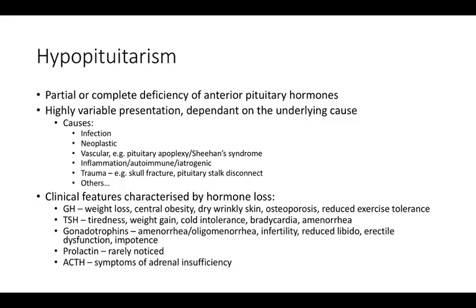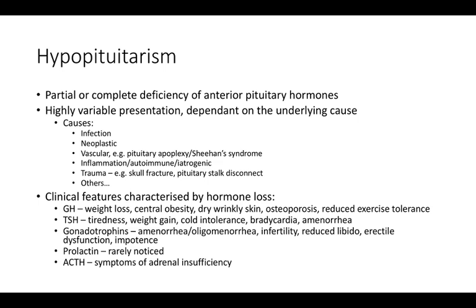We'll now briefly discuss hypopituitarism. So this is the partial or complete deficiency of anterior pituitary hormones. It's a highly variable presentation which depends very much on the underlying cause. So vascular and traumatic causes, such as pituitary apoplexy, Sheehan syndrome, and pituitary stalk syndrome, can produce an acute presentation of hypopituitarism in particular. So these are things to be wary of.